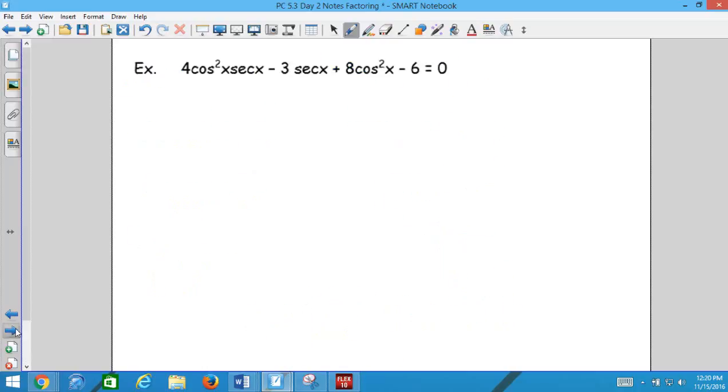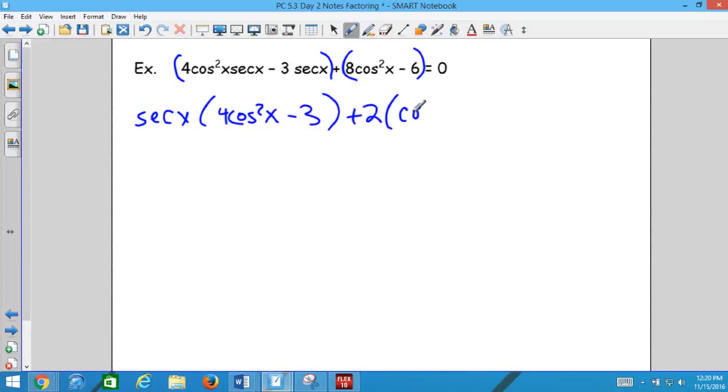How do we do the next one? Look carefully, how many terms are there? There are 4 terms, so we're going to do grouping. You group the first 2 and the last 2 together. You pull out your greatest common factor of the first 2, which is secant x. We have left over 4 cosine squared x minus 3. And we pull out our greatest common factor of the second grouping, so that's 2. And we have left over 4 cosine squared x minus 3.